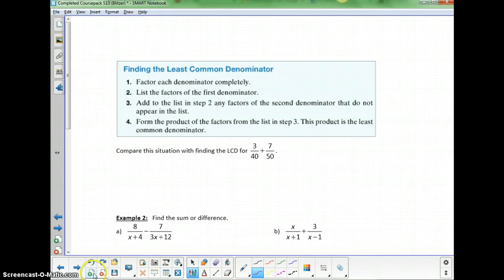So in those last couple of examples, there were problems that already had a common denominator, but we know that's usually not the case. Usually we need to find ourselves a least common denominator.